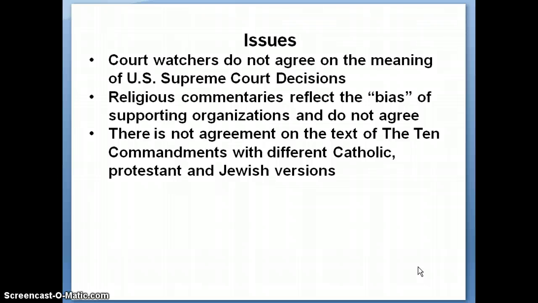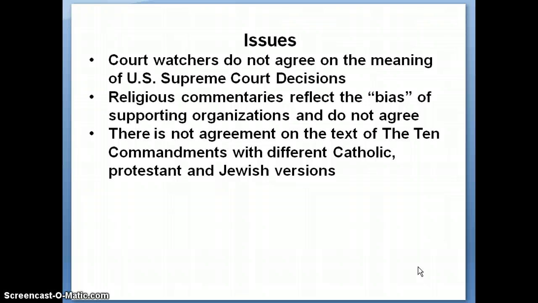So my religious organization, my denomination, is going to probably have commentaries that, not surprisingly, support the interpretations of religious matters according to that denomination. If you belong to a different denomination or a different religious group, it shouldn't be surprising to you that your commentaries are going to reflect the bias of that organization.